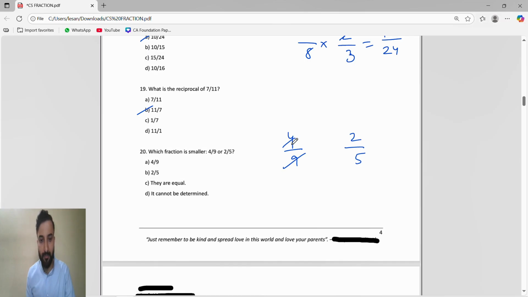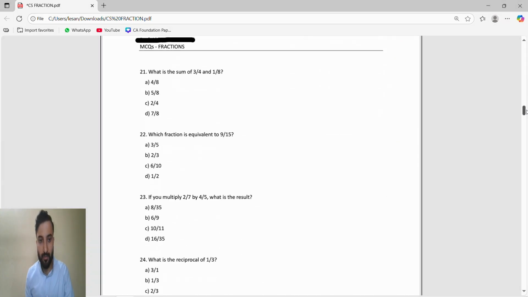Obviously guys, this is the 0.40. So 9 fours are 36. Again 4.40, 9 fours are 36. 0.44. This is 0.20 means 4, 0.4, 0.44. Which fraction is smaller? 2 by 5.